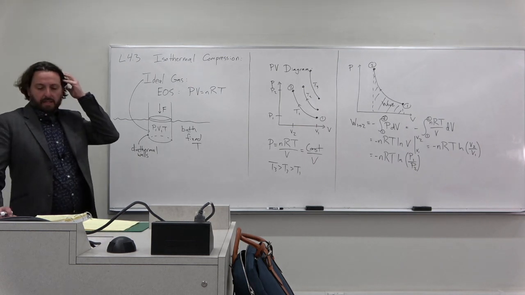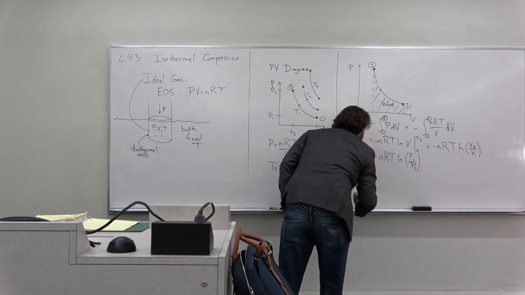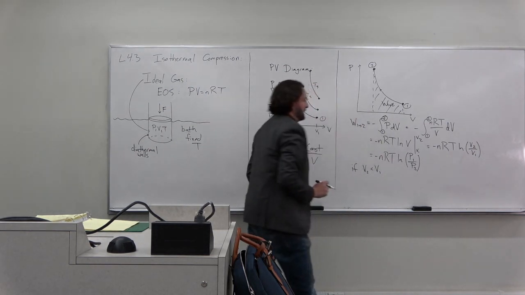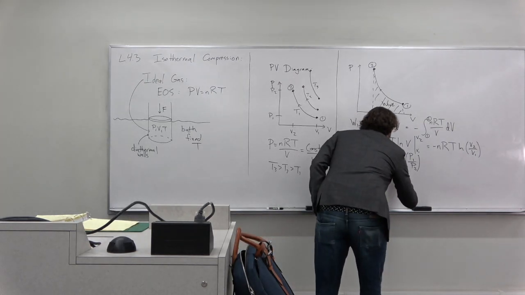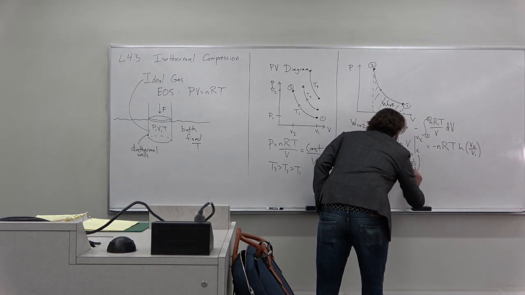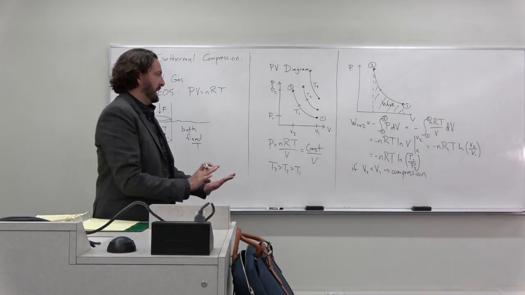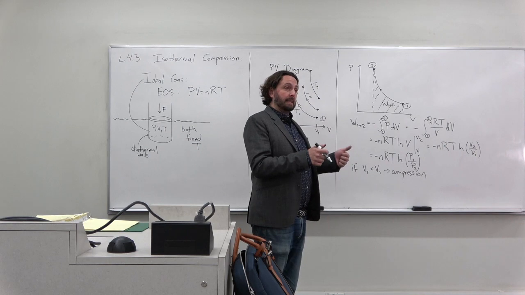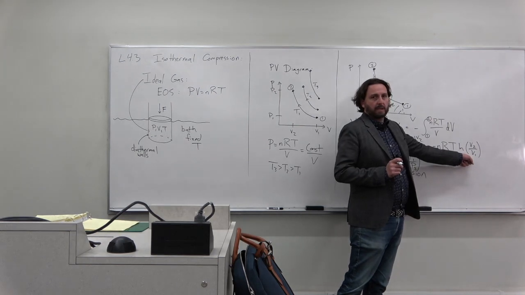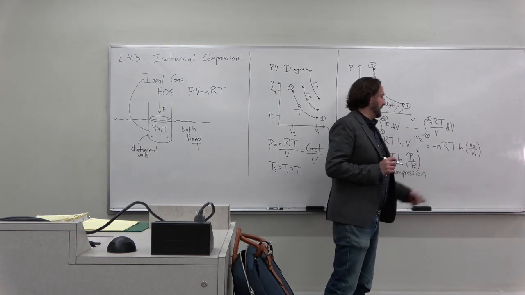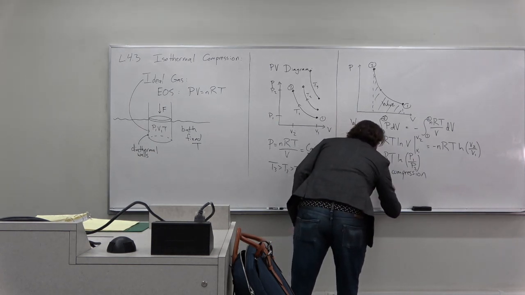Now, let's check the sign of this, right? So if V2 is less than V1, that means we're doing compression, right? So that means compression. And we said that whenever we're doing compression, we're doing work on our system, right? So hopefully we have a positive work under this integral. So if V2 is less than V1, log of a number less than 1 is negative. So I have two negatives, so I have a positive. And so that means the work from 1 to 2 is positive.